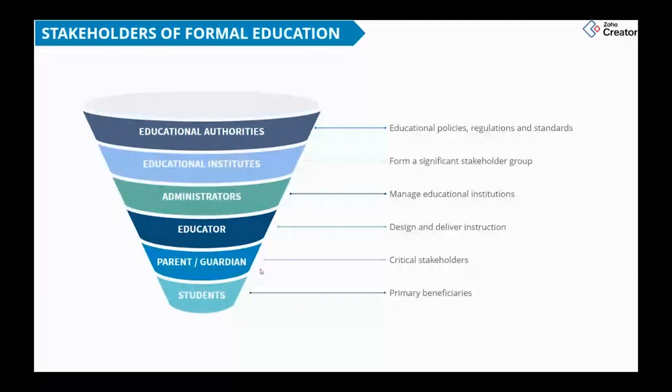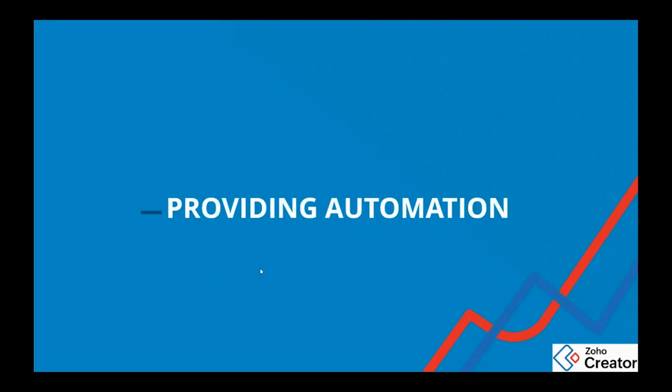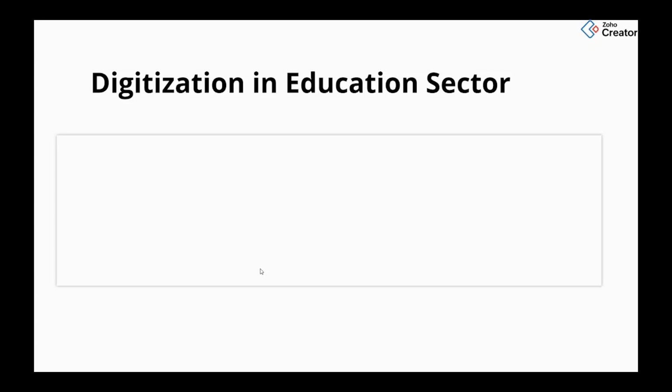Apart from these stakeholders, we also have edtech companies who take care of the materials that we use for the training and so on. These are the people whom we call the stakeholders of the formal education. So now we know the stakeholders, that is, the users of formal education. Now let's discuss the places where automation or digitization can be provided in the education sector.